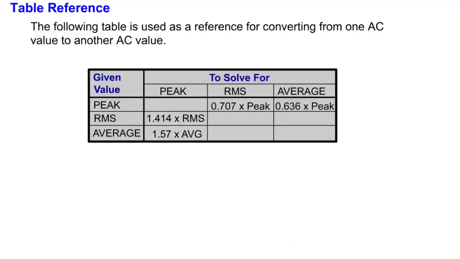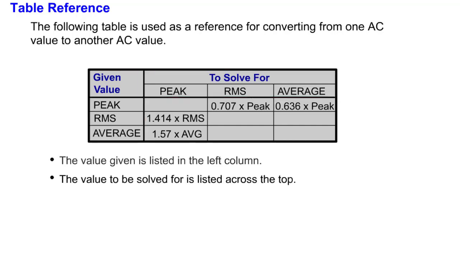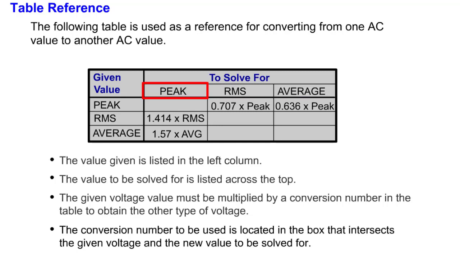The following table is used as a reference for converting from one AC value to another AC value. The value given is listed in the left column. The value to be solved for is listed across the top. The given voltage value must be multiplied by a conversion number in the table to obtain the other type of voltage. The conversion number to be used is located in the box that intersects the given voltage and the new value to be solved for.